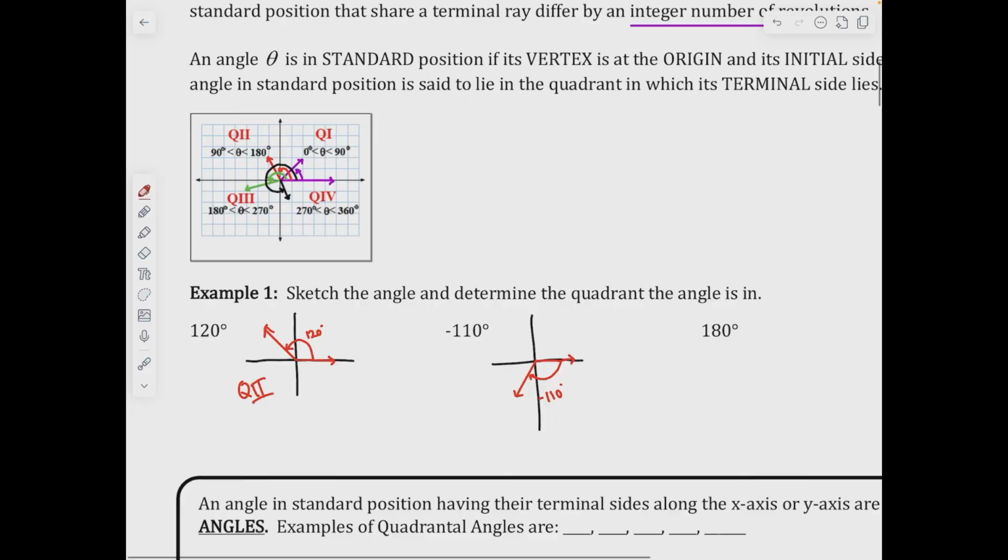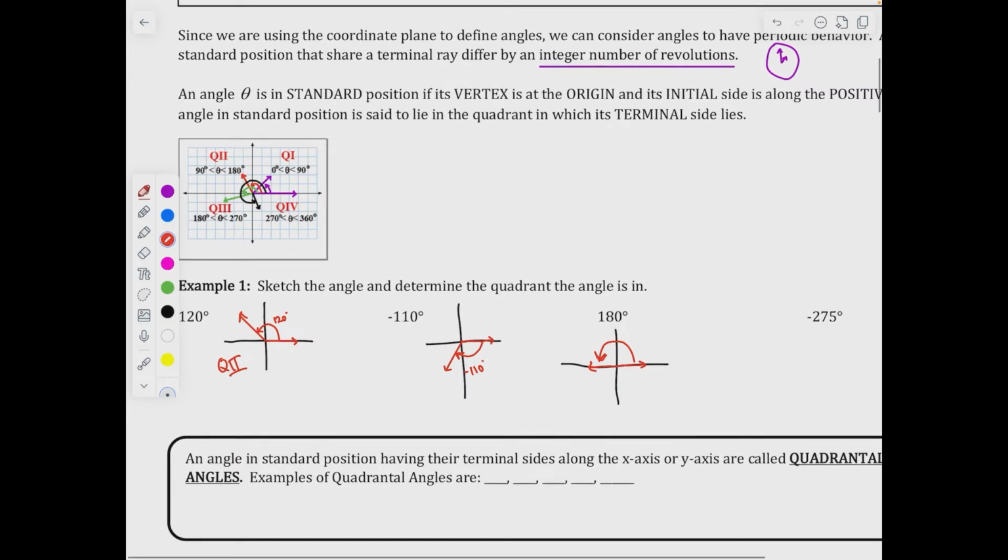Okay, 180 degrees. For 180 degrees, that is just straight across. So that's just my straight angle. Here's 180 degrees. Because it's positive, it's opening in that direction. I'm showing the arrow to indicate which way my angle opens up.